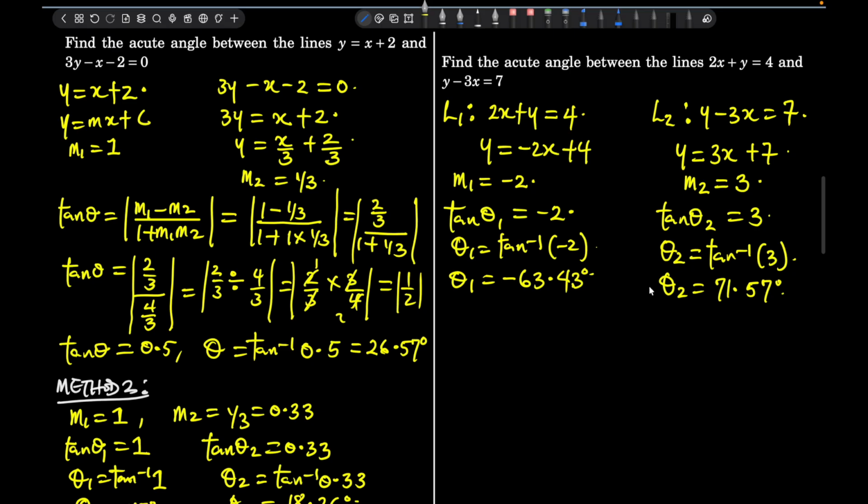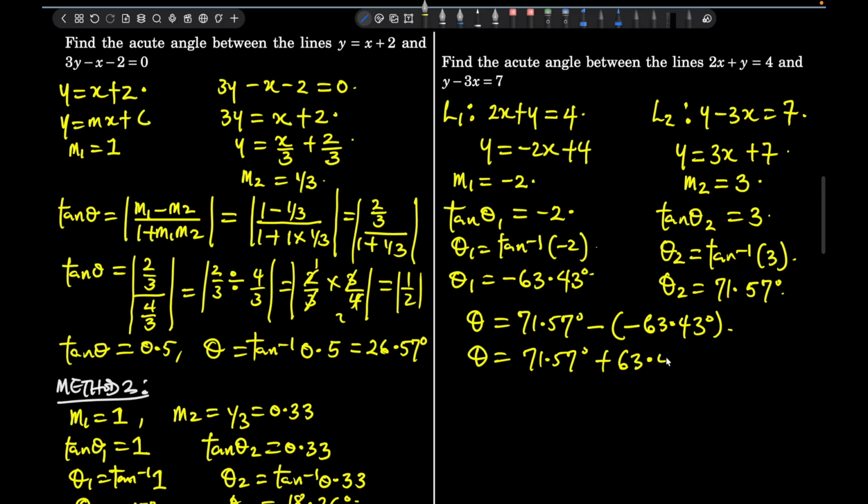Now, what I said is, since this is positive, your theta now is going to be 71.57 minus, this is negative already, minus. So the idea is take the bigger number minus the smaller number. Okay, so this is bigger than this one. So you have theta is equal to 71.57 degrees minus times minus is plus, then 63.43 degrees. So let me do that very quickly on my calculator. 71.57 plus 63.43. So the answer is 135.